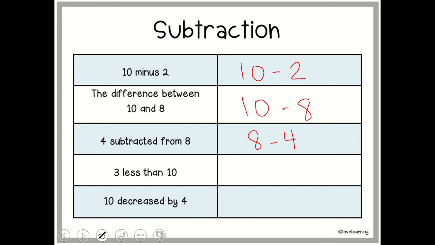Our next one is 3 less than 10. Again, we must look at the wording. Less than tells me to subtract. But again, I can't take 10 away from 3, so I must write it as 10 minus 3. And our last subtraction that we will look at is 10 decreased by 4. So I know when I'm decreasing, I'm going down. So I know that I must be subtracting. I know that 10 is larger than 4, so I would write the expression as 10 minus 4.